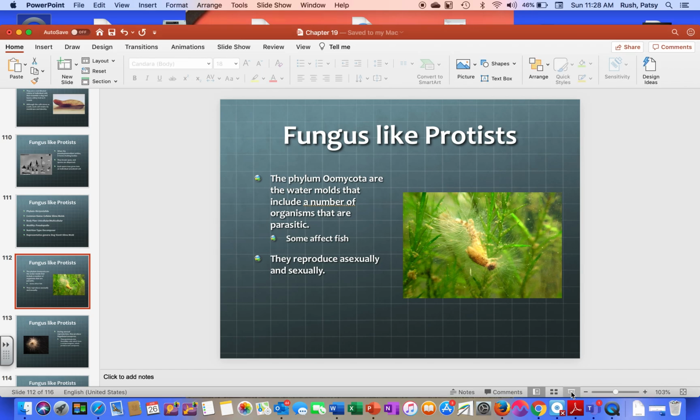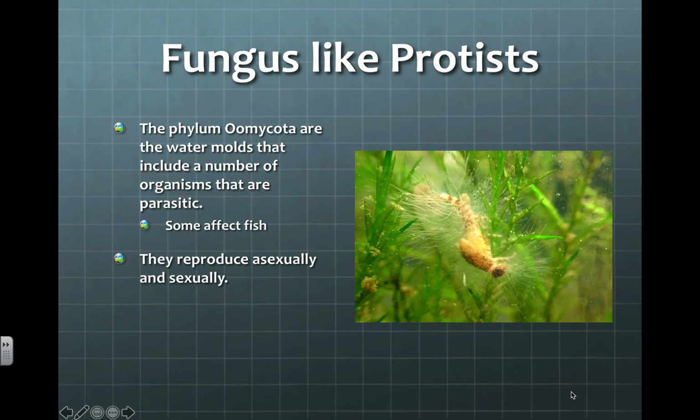All right, lastly, we have our water molds, and they belong to the phylum Oomycota. And there are a number of them. They all live in the water. They're parasitic, and sometimes they can affect fish. So if you have fish, sometimes it's called ick. You have fish, and you can see this white spotty material on their gills. A lot of times that is a water mold.